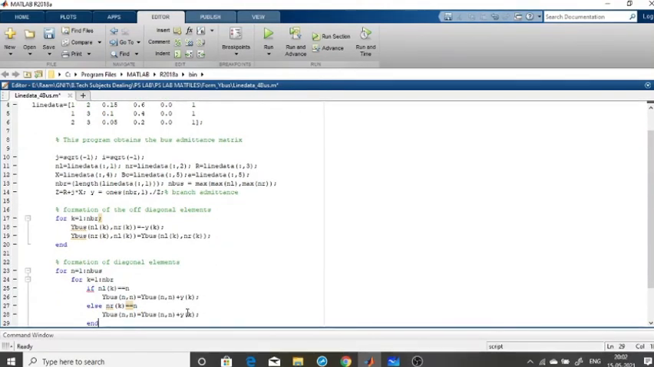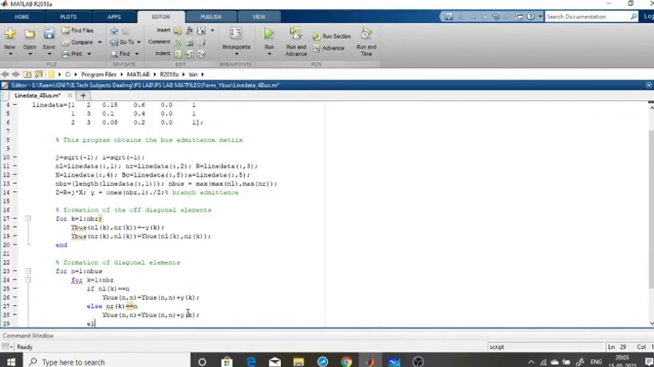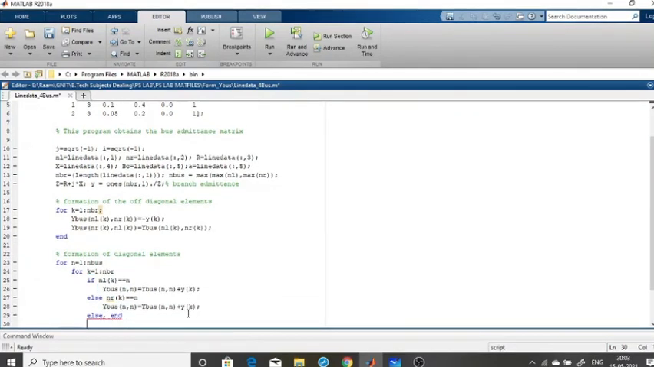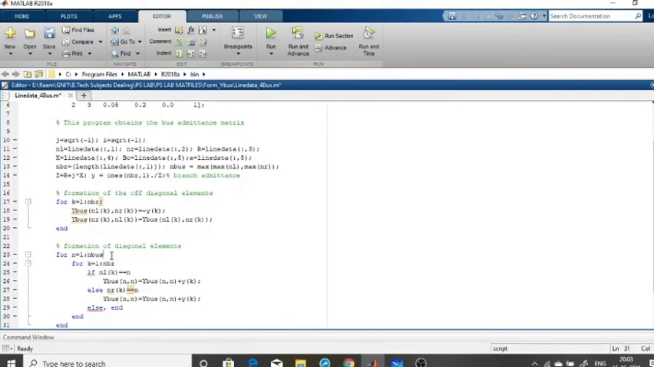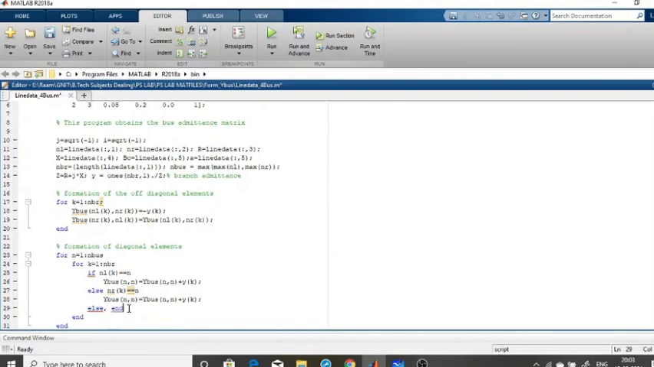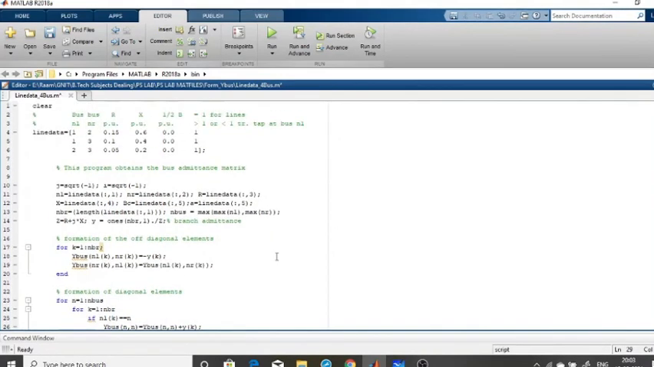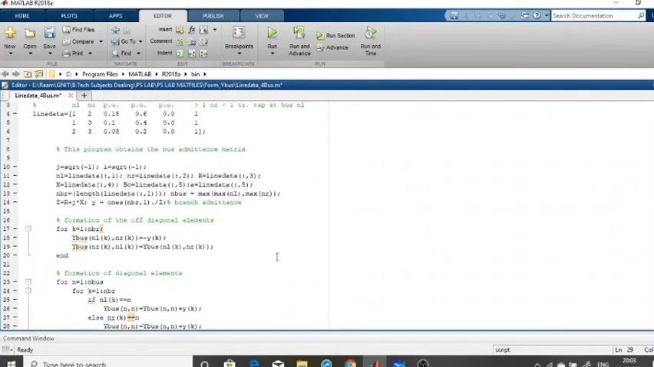End this program, if and else. If these two are also not satisfying, else, end this one and also end this one. So now if you see clearly, all the loops have been ended now. So for end, here also with respect to end, if and else end. Okay. So this is the way how we need to write the program for formation of the Y bus.